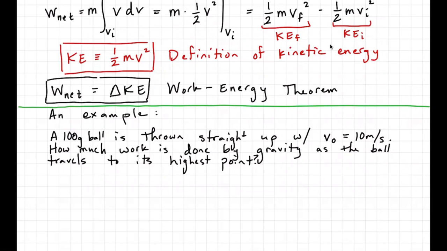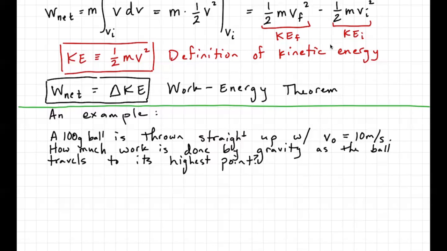One way to solve it that you might consider is to use the initial velocity and solve for the highest point. So how far it goes up, we know how to do that with kinematics. And then once you know the highest point, you can calculate the work done by gravity by integrating the force of gravity from the initial position to the final position along a path that's straight up. There's a simpler way with the work energy theorem.